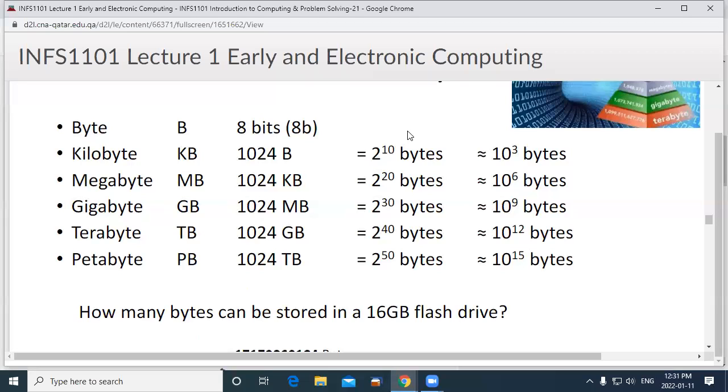2 to the 10 would be 2 times 2 times 2, 10 times. Because 2 to the 3 is 2 times 2 times 2, right? So that's 2 times 2 times 2, 10 times. And it roughly equates, so this wavy line doesn't mean equal, it means roughly equivalent to, approximately equal to 10 to the 3. We know that 10 to the 3 is 1,000. So 2 to the 10 is approximately 1,000.